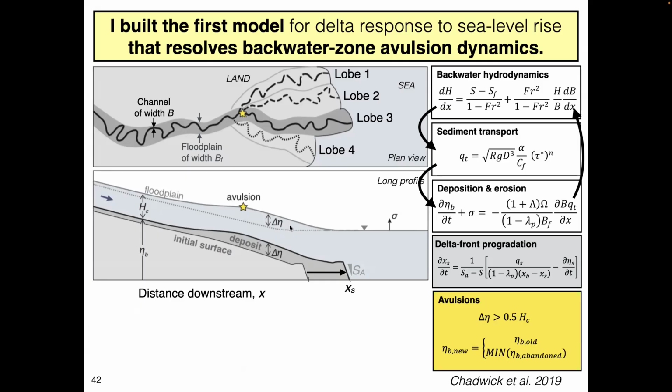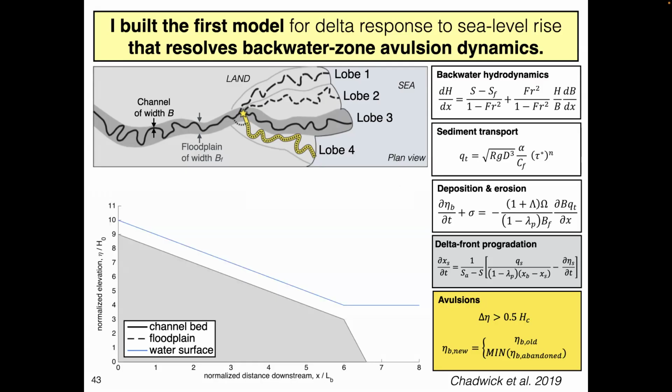So this is that same metric here. We're keeping track of how much the channel has aggraded. And then when we say where and when the channel has aggraded to some user input height relative to its neighboring lobe, so say half a channel depth higher, then an avulsion occurs at that place and time. So that's the start. And then we reroute the river downstream of that site to the lowest elevation abandoned lobe.